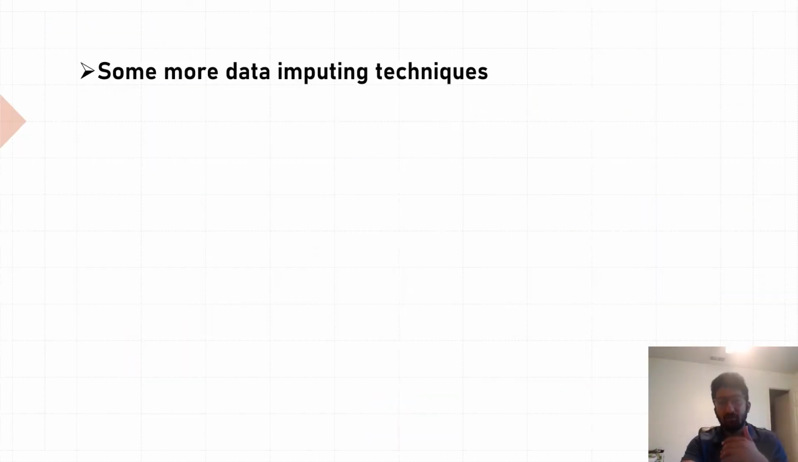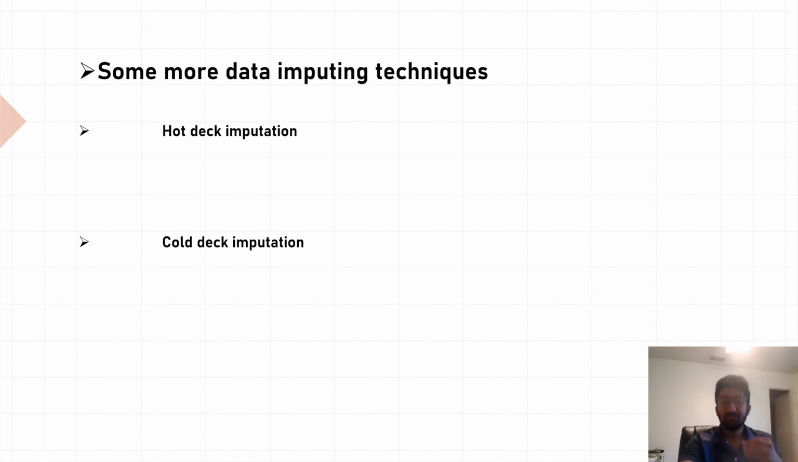So let's talk about some more data imputing techniques. These are hot deck imputation and cold deck imputation. Basically, we replace the column that has missing data with another column where the data is more similar. We call it hot deck and cold deck imputation, and there is also KNN imputation. It's a machine learning data imputing technique where KNN stands for K nearest neighbor.